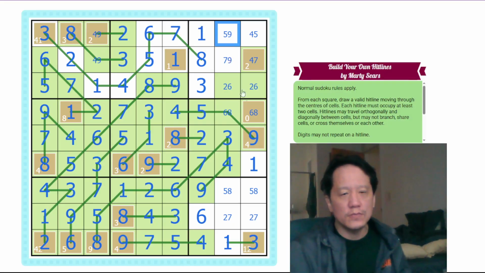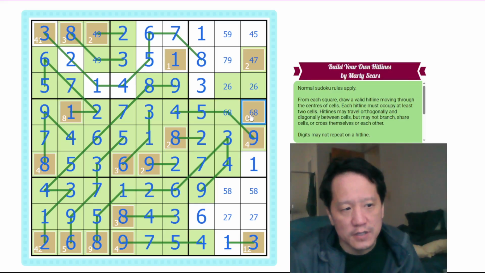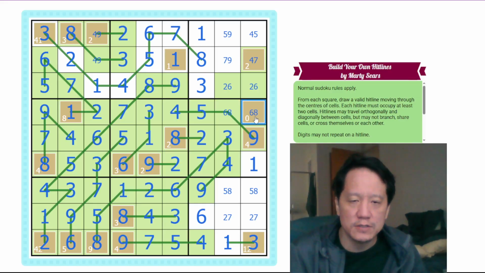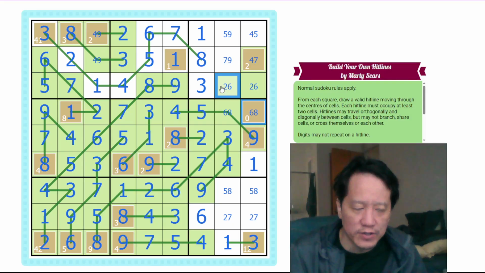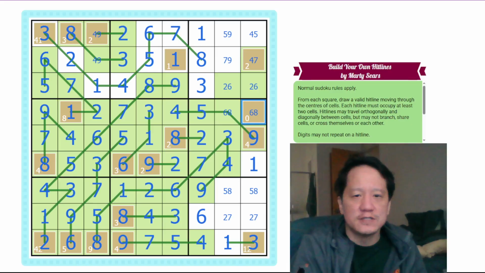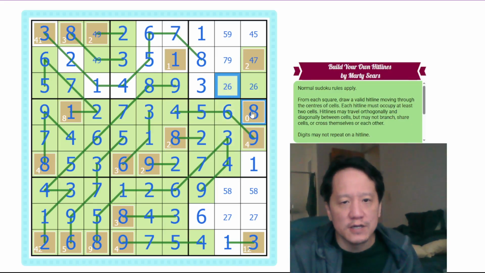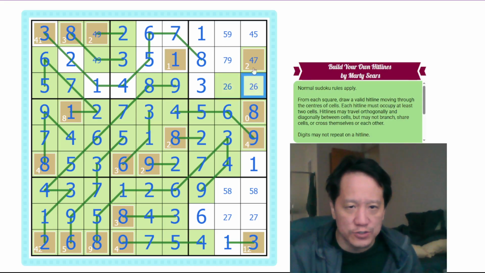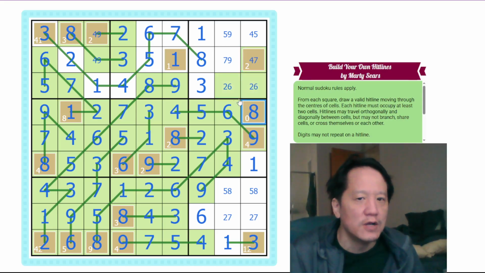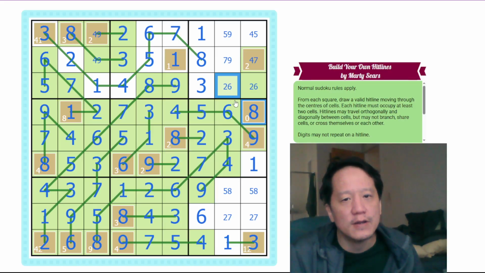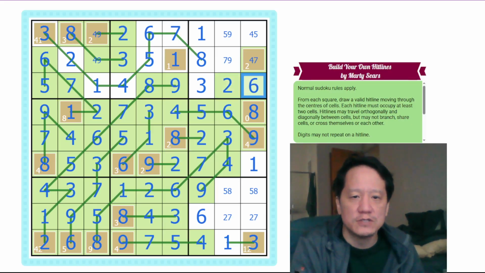Oh, this can't be 6. If this were 6, that would force this to be 2. Therefore, this would go this way, but then this would be 6 and 6 traveling there. So this cannot be 6. It's 8, which makes this 6, because, again, you can't have repeats on hit lines. If this is 6, that forces this to be 2. This hit line goes there. This hit line then has to go that way. But then you have 6, 6 there. So 6 eliminates 6 here, so that's 2 and 6.